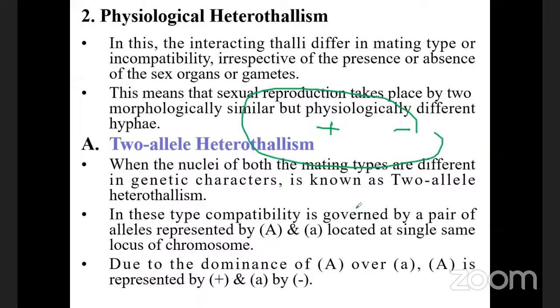You see, a pair of allele representation. That means A set, capital A and small a. Both are two opposite genes at the same location, a single location. You know, in genetics you might have studied cis cross and trans cross. Due to the dominance of capital A over small a, it is represented by plus and minus. Suppose, whatever it is.